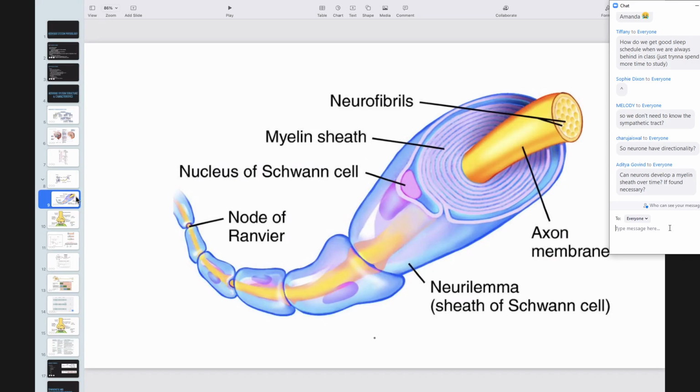So do neurons have directionality? They do have directionality, and we will discuss that shortly.